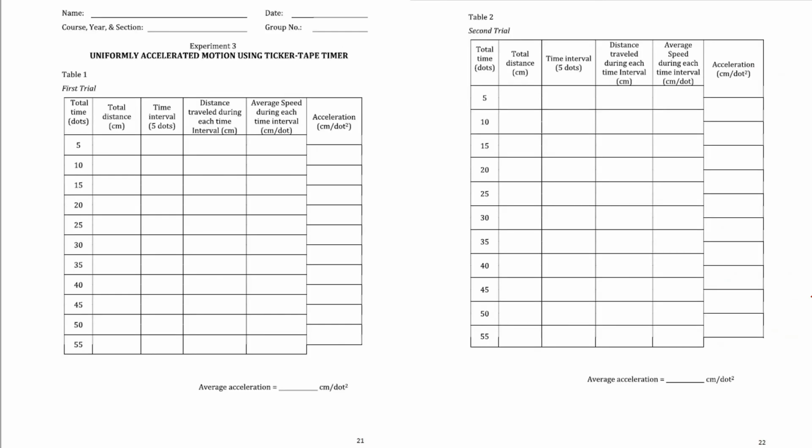For this experiment, you will submit the table for your trial 1 and trial 2, the same with the graph for trial 1 and trial 2. That is page 24 and 25. You will also answer the conclusion and the questions for this experiment.